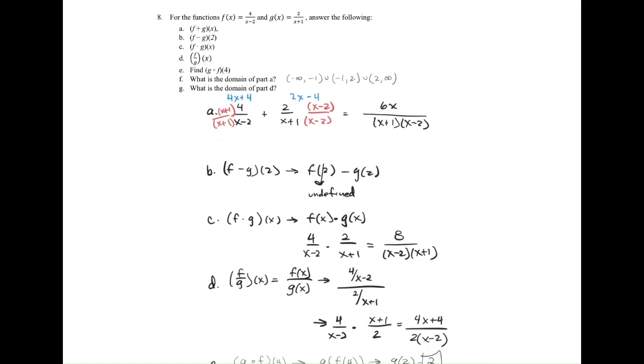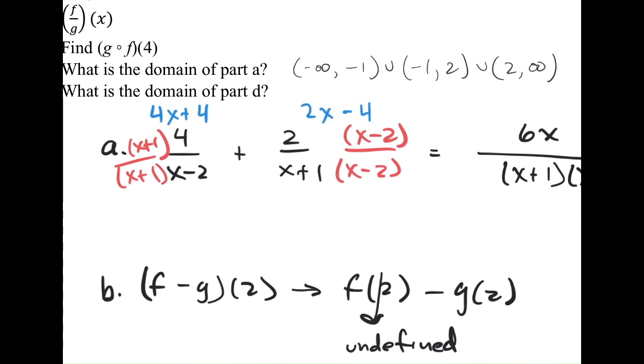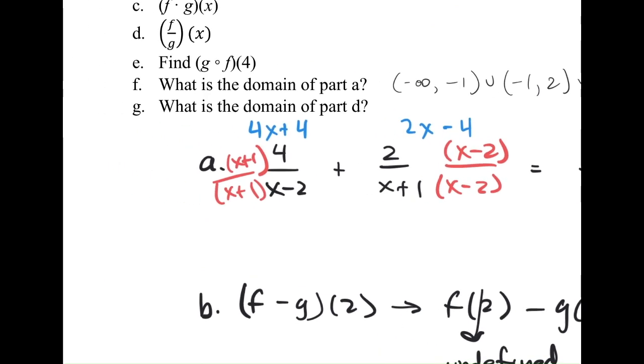Now part D, if we just look at the result, it would appear that the only exclusion is x equals 2, but we have to look at also the exclusion right here. We can't have a -1 in this denominator, otherwise the function would be undefined. So we also have to exclude -1. So we're excluding -1 and +2. So it's actually the same answer as for part F.